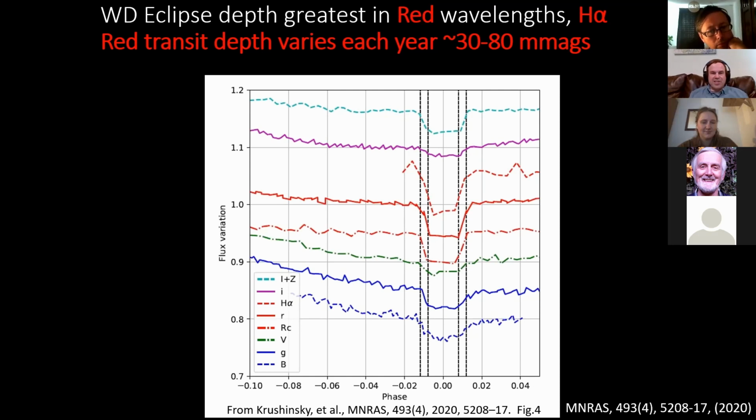So in the discovery, luckily we discovered it at its deeper phase, but in the next year, the transit depth was only half. And then the year after, the transit depth was back to its deeper phase. So the transit depth is always changing. There's some sort of accretion activity going on between the white dwarf and the K star that emits reddish light. That's kind of how we feel what's going on here. So this thing is very dynamic.